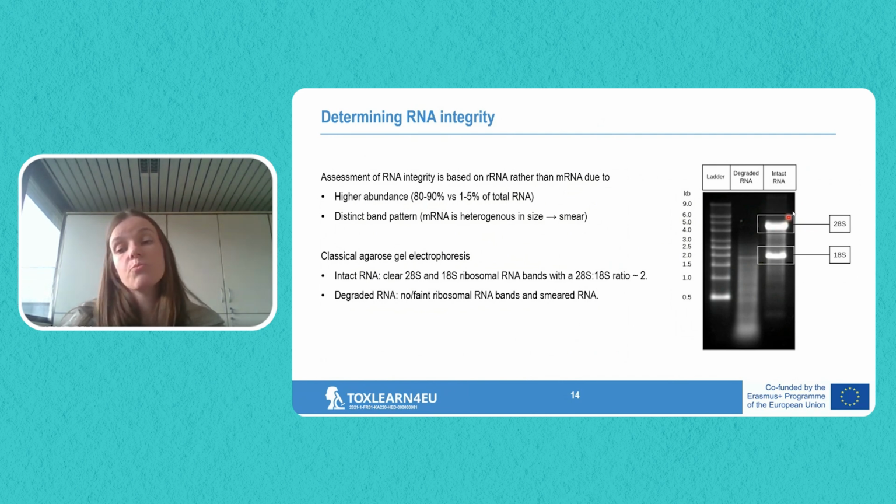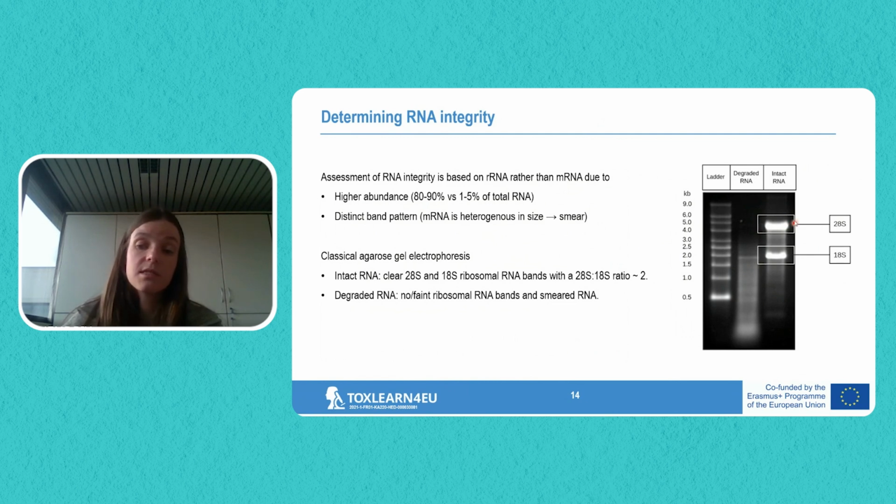The upper one corresponds to the 28S ribosomal RNA, and the bottom one corresponds to the 18S ribosomal RNA. And in order to have intact RNA, the intensity ratio of these two bands should be approximately 2. So the intensity of the upper 28S band should be approximately twice as high as that of the 18S band. In case this ratio is lower, this likely means that the RNA is degraded.